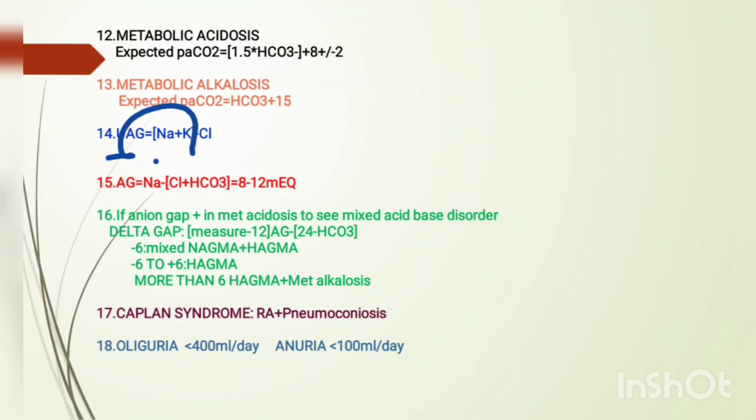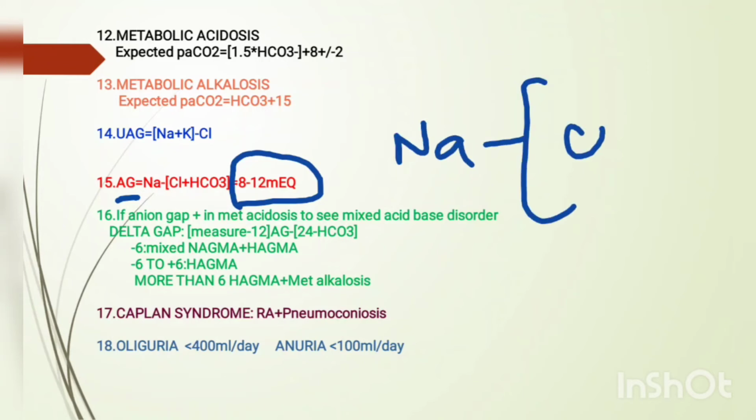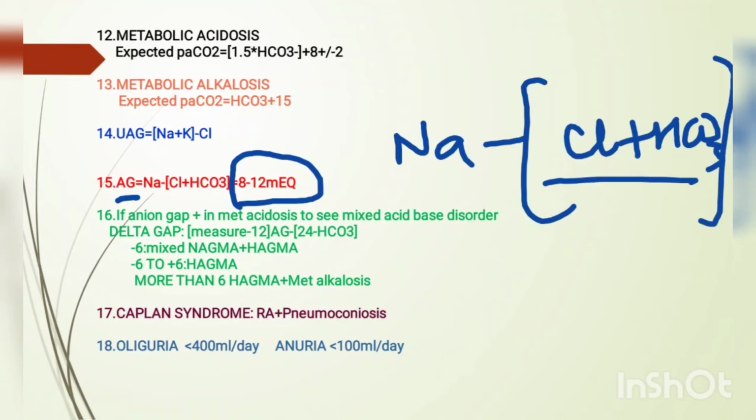Now the formula for urinary anion gap is sodium plus potassium, minus chloride. Then anion gap. Normal anion gap is 8 to 12 milliequivalents. The formula is sodium minus chloride plus bicarbonate, this is within the brackets.